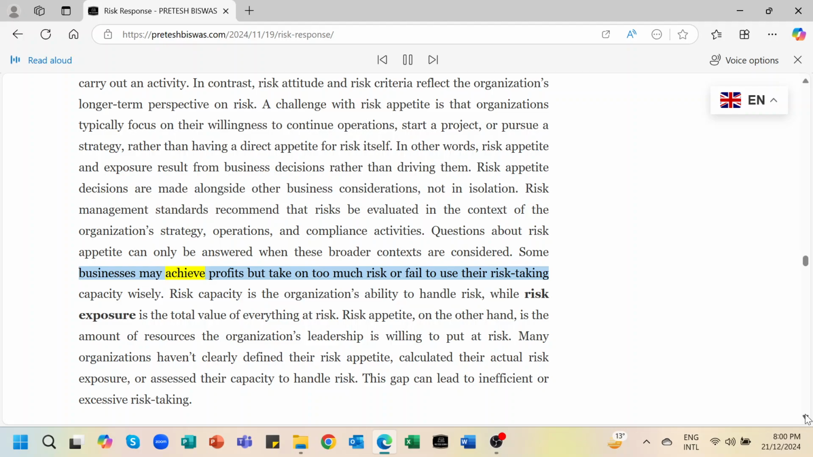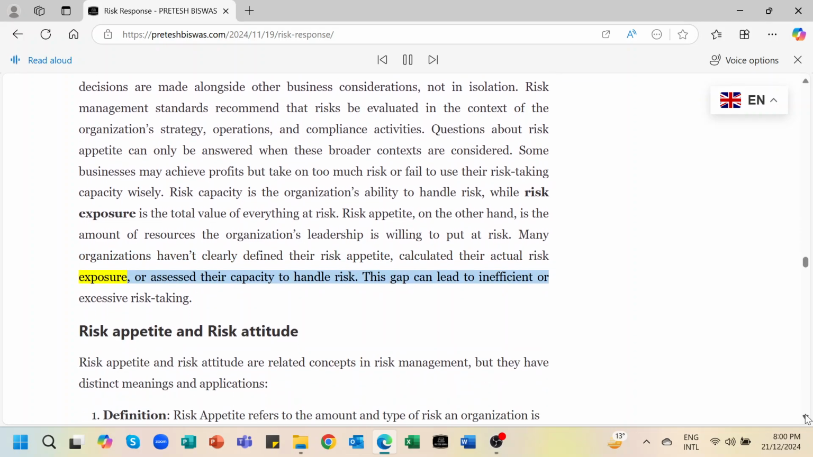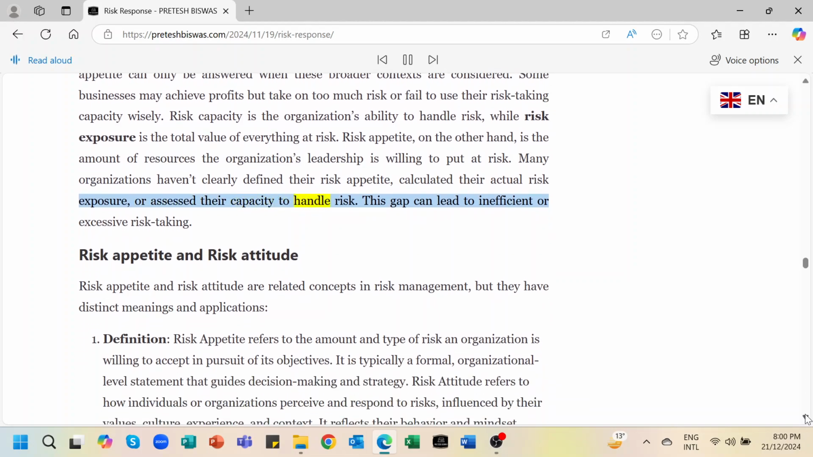Some businesses may achieve profits but take on too much risk or fail to use their risk-taking capacity wisely. Risk capacity is the organization's ability to handle risk, while risk exposure is the total value of everything at risk. Risk appetite, on the other hand, is the amount of resources the organization's leadership is willing to put at risk. Many organizations haven't clearly defined their risk appetite, calculated their actual risk exposure, or assessed their capacity to handle risk.